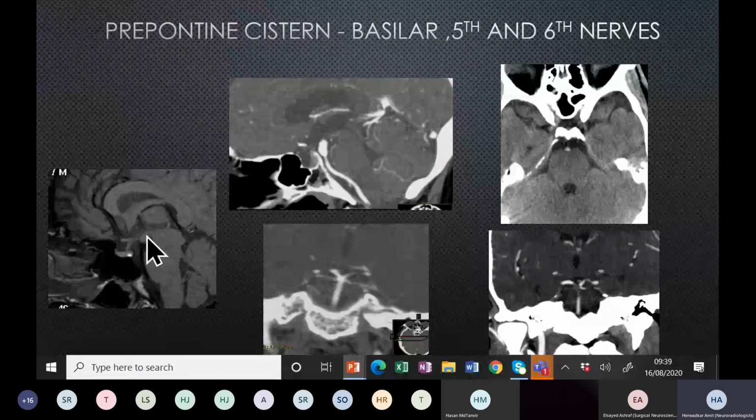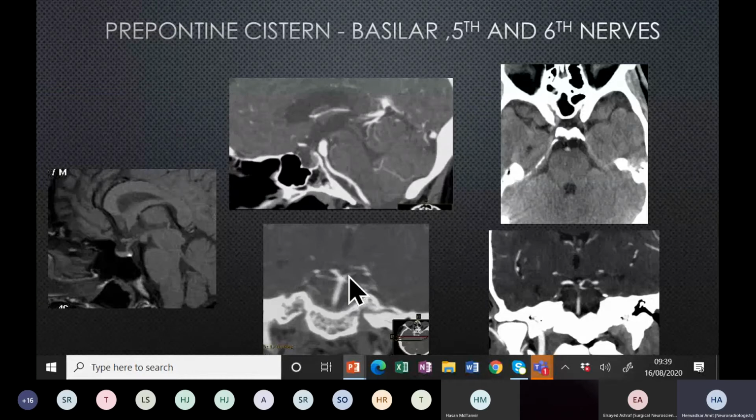The section in front of the pons, the section behind the clivus, which contains the basilar artery, shown here in the sagittal plane on the CT angiogram and shown here in the coronal plane. Again, the anatomy is the same. You've got a basilar artery, basilar termination, posterior cerebral artery, the superior cerebellar artery, and remember the small oculomotor nerve which resides in that location. But the prepontine cistern is in this location over here.